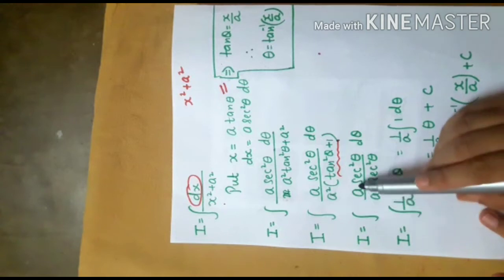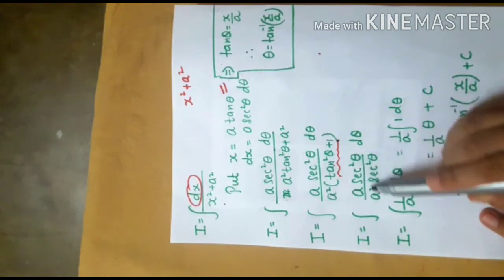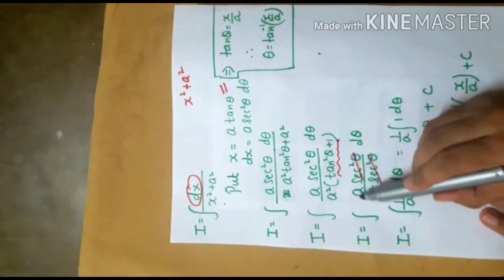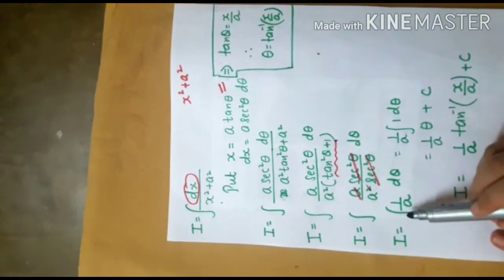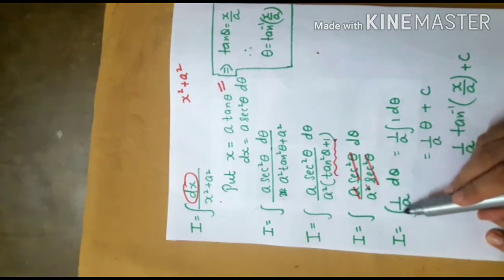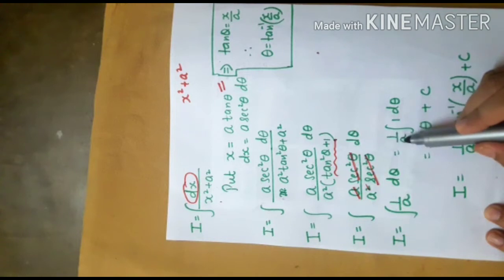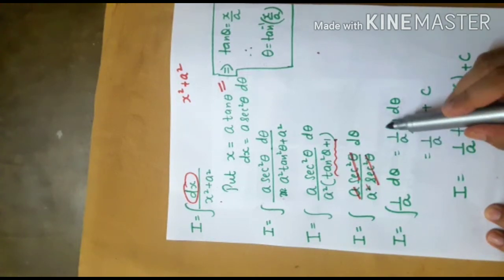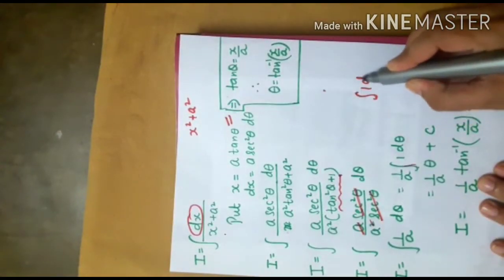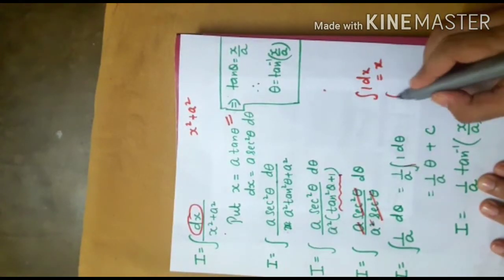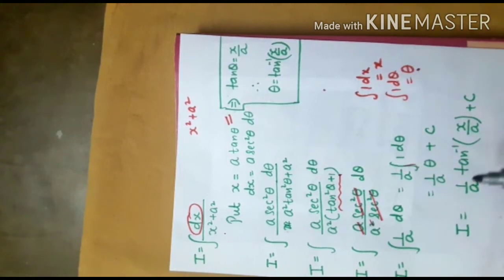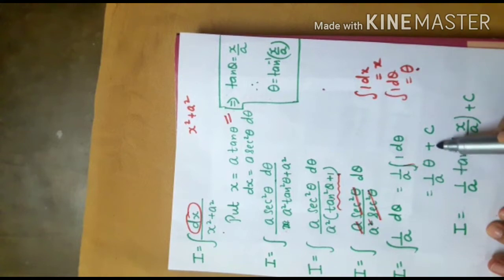So I'll get integral a secant square theta over a square into secant square theta. This will get cancelled out and this will get cancelled out. So I'll get 1 by a d theta. As 1 by a is a constant, I take this outside the operator. I'll get 1 by a integral 1 d theta. Yes, integral 1 dx is x. So what will be integral 1 d theta? It will be theta. So I'll get 1 by a into theta plus c.